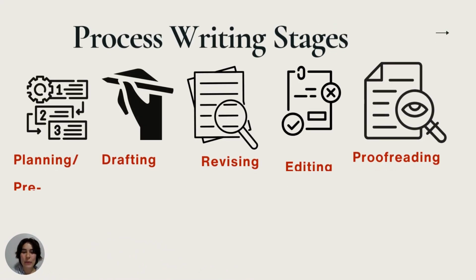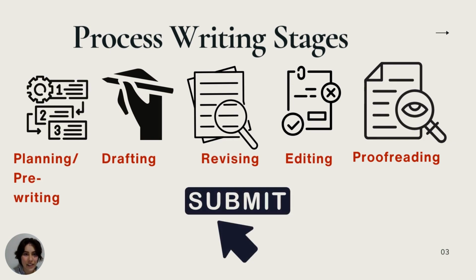So here we've got our process writing stages. You've all heard of these. We start off in our whole process writing process with pre-planning or what they call pre-writing sometimes. Then we move over to drafting, then we revise, edit, proofread, and finally we submit. This is called process writing because it's not the old technique of product writing.